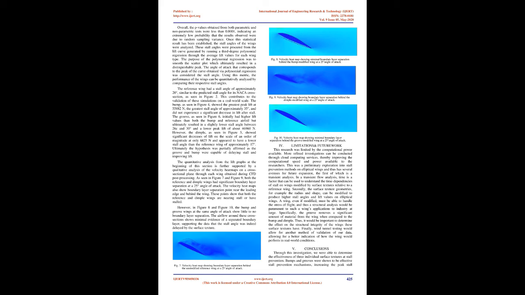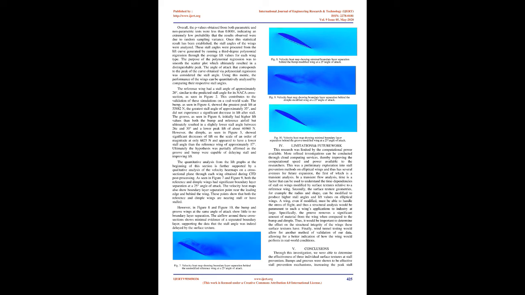26.2% of the variation can be attributed to changes in both angle of attack and surface texture. 0.00001% of the variation in the data can be attributed to random error, an extremely small amount. Overall, the p-values obtained from both parametric and non-parametric tests were less than 0.0001, indicating an extremely low probability that the results observed were due to random sampling variance.